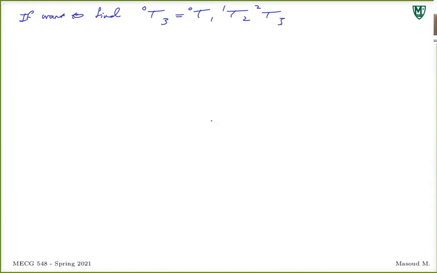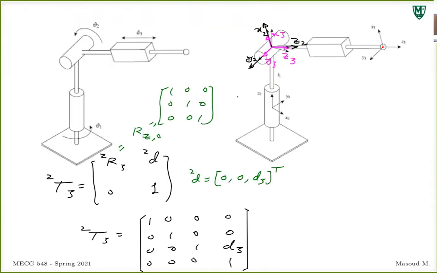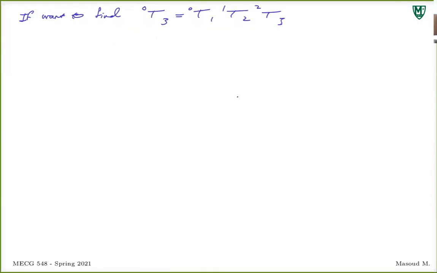So you have 3 4x4 matrices that you already calculated between each two frames. At the end, you just multiply them together and it gives you the transformation matrix from the final frame to the base frame.